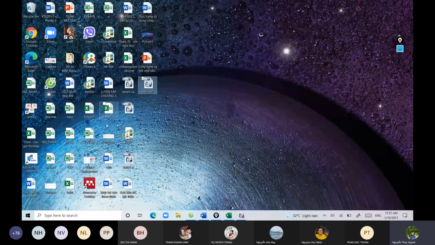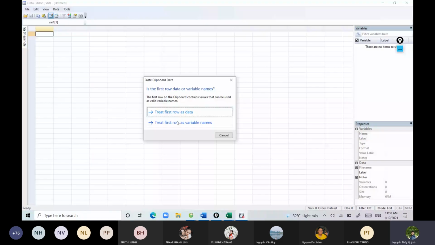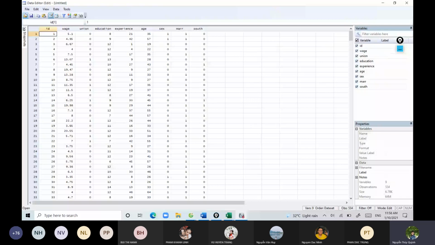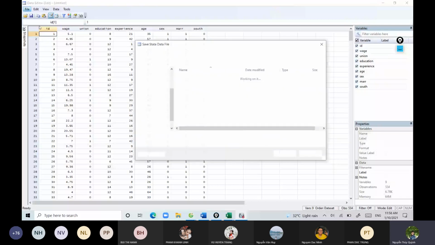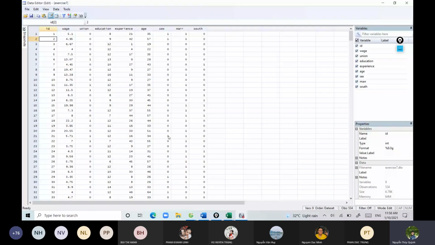I will create the work file first. Control R, Control C, and Control V. Okay, I will save the data. Okay, so data for exercise 7. I name it exercise 7. Okay, so I have the data set for exercise 7 already.